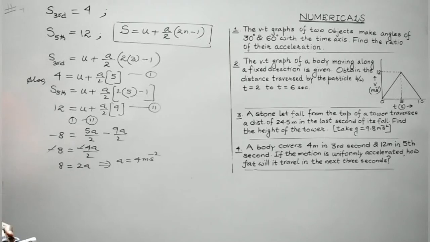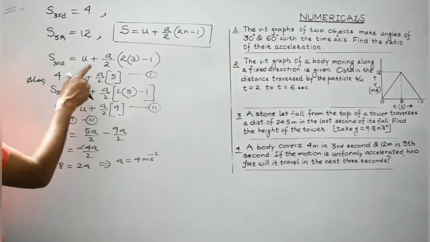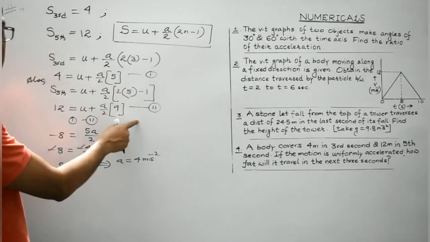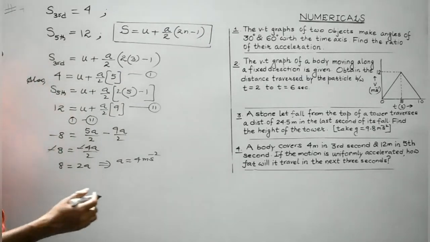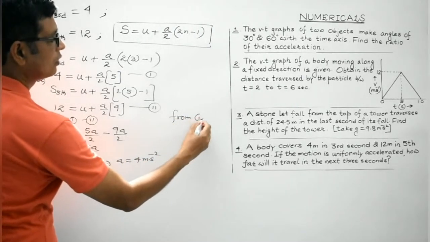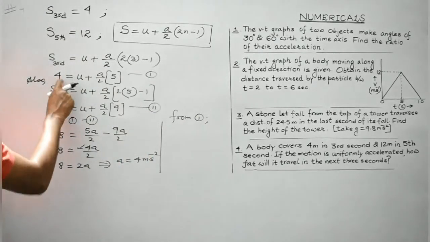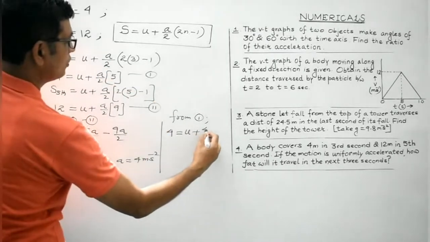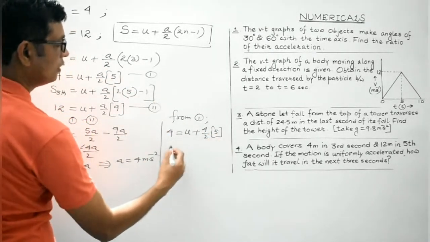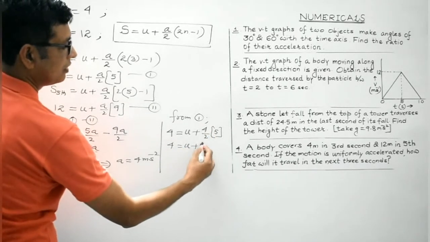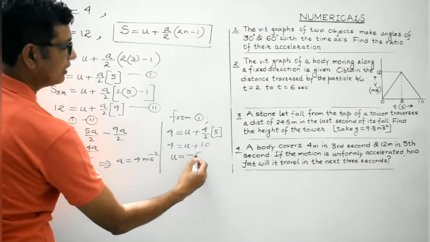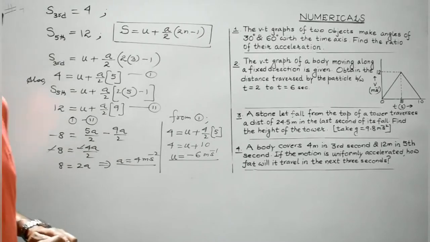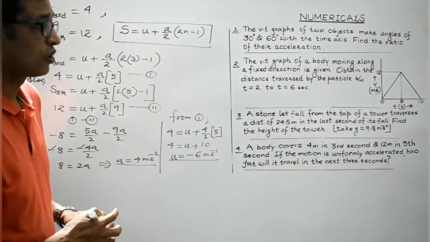Right? Now what we are supposed to do is substitute this value of a in either of these two equations, in equation 1 or equation 2, and we can get the value of u. So from first, 4 is equal to u plus a is 4, so 4 by 2 multiplied by 5. So 4 is equal to u plus 10, so u would be equal to minus 6 meter per second. So students, we obtained both the initial velocity as well as the acceleration. Right? Now let's consider the question once again.